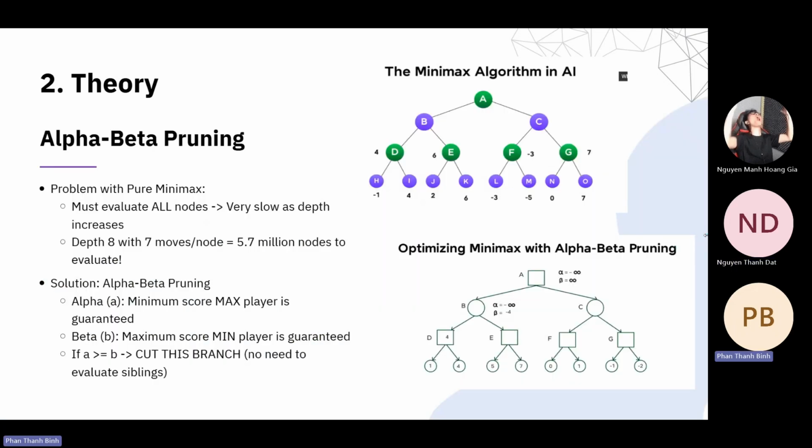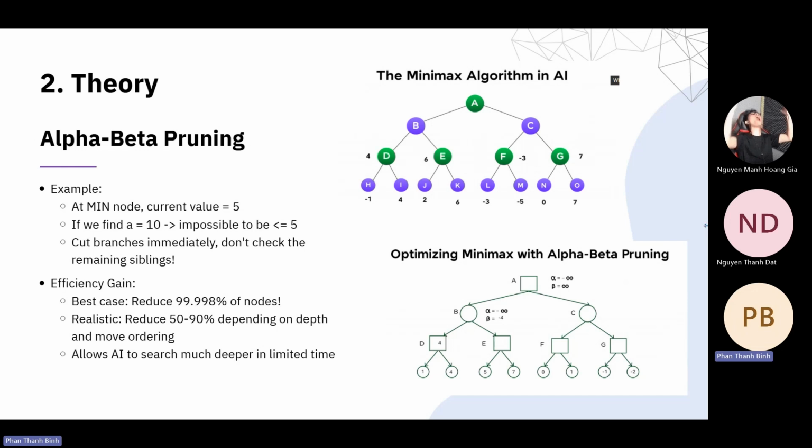However, pure Minimax has a major flaw. It's too slow. Evaluating every single node at depth 8 would require checking over 5.7 million nodes. The solution is alpha-beta pruning. We introduce two parameters. The first one is alpha, the best score the max player is guaranteed so far, and beta is the minimum score the min player is guaranteed. The rule is simple. If alpha is greater than or equal to beta, we stop. We cut that branch because we already know it won't affect the final decision.